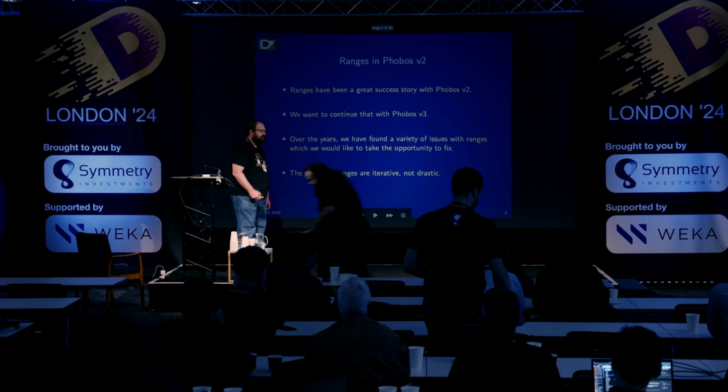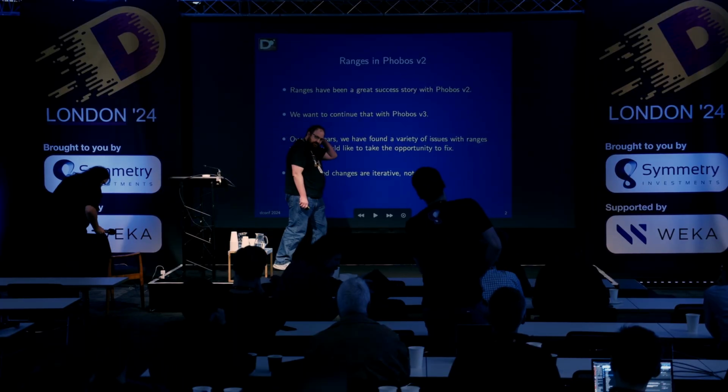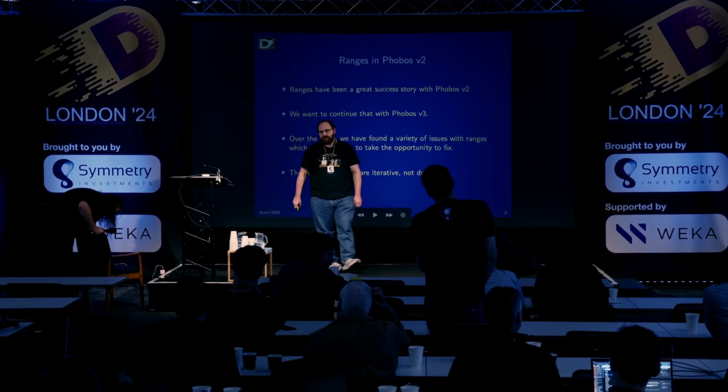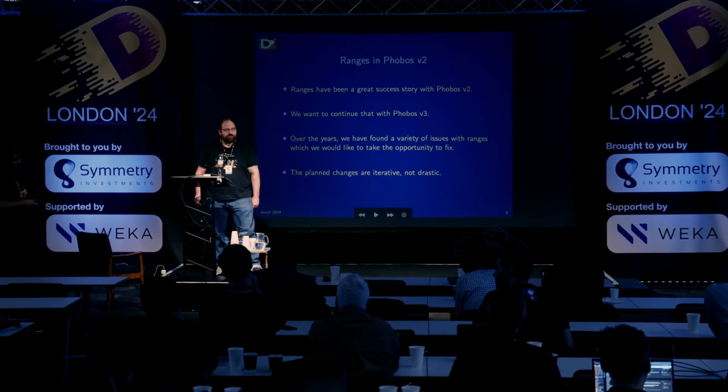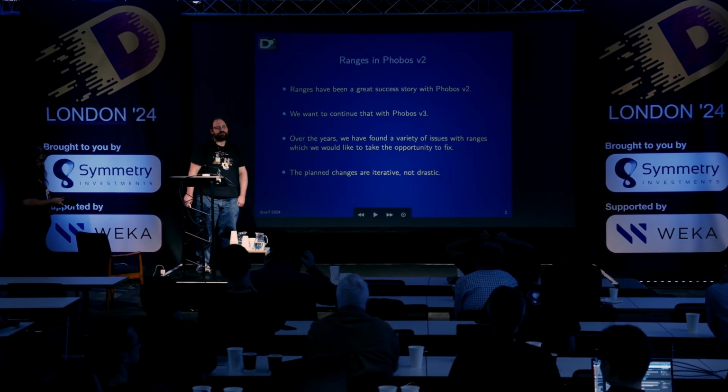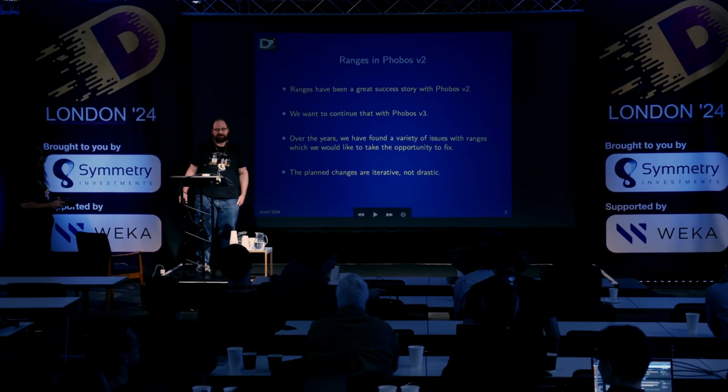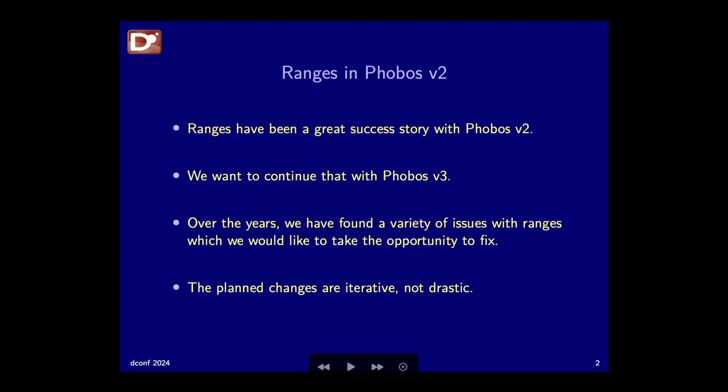Okie doke. Range API is heavily used in Phobos v2, and in general, this has worked out extremely well for us. And we want to build on that with Phobos v3. We don't want to go and completely change what we're doing. We want to build on what we've been doing and just make it better. But there are some issues that we've found over time that we haven't been able to fix with the current range API because making the changes would break people's code. Given that we are now doing a new set of modules with Phobos v3, we have an opportunity to change the API, so we are changing the API.